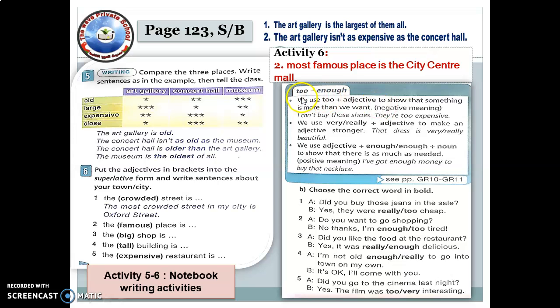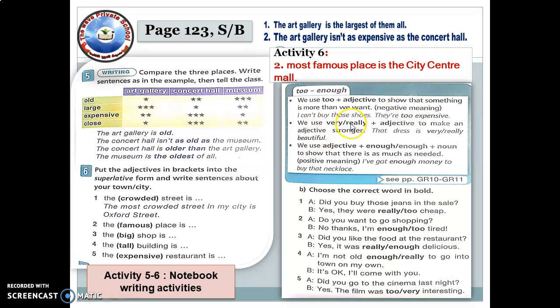And then here, the use of too and enough. When do we use too? We use too plus adjective to show that something is more than we want. It actually has a negative meaning. I can't buy those shoes, they're too expensive.